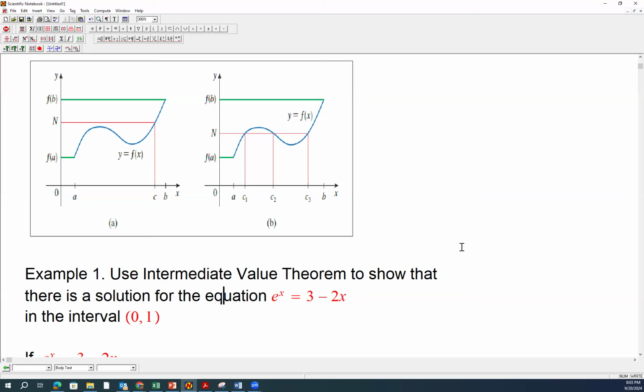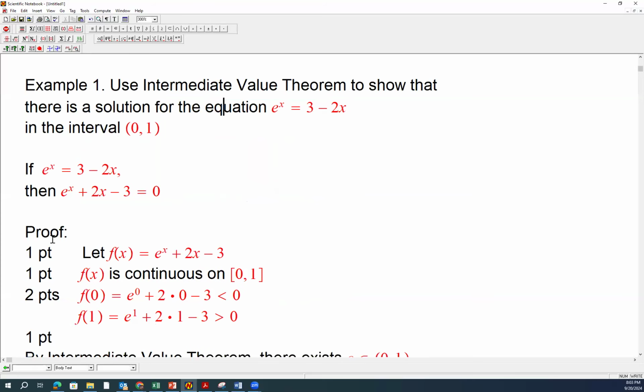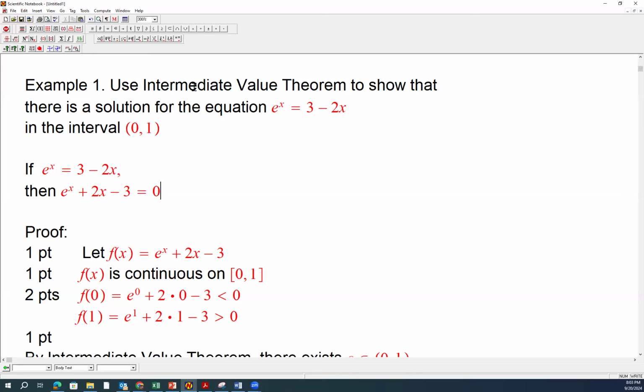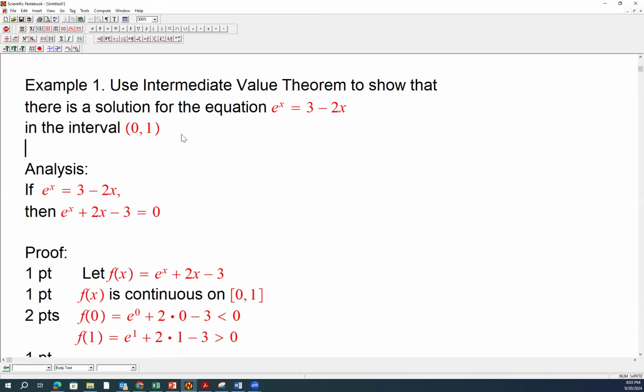Look at this first example. We want to prove, using the intermediate value theorem or the corollary, it doesn't matter which one you use, that there's a solution to the equation in the interval. And this part I wrote is the analysis. The analysis part is really something you will put on the scratch paper. You don't need to turn it in, okay?